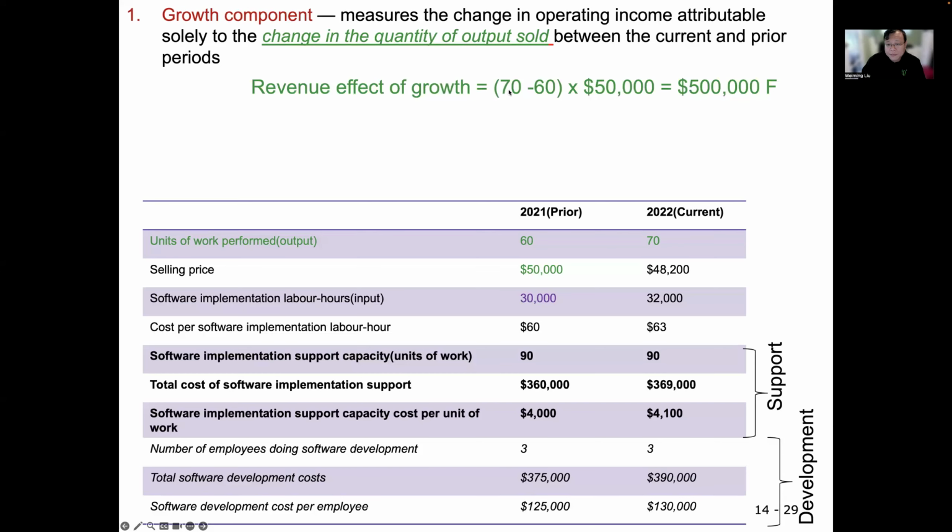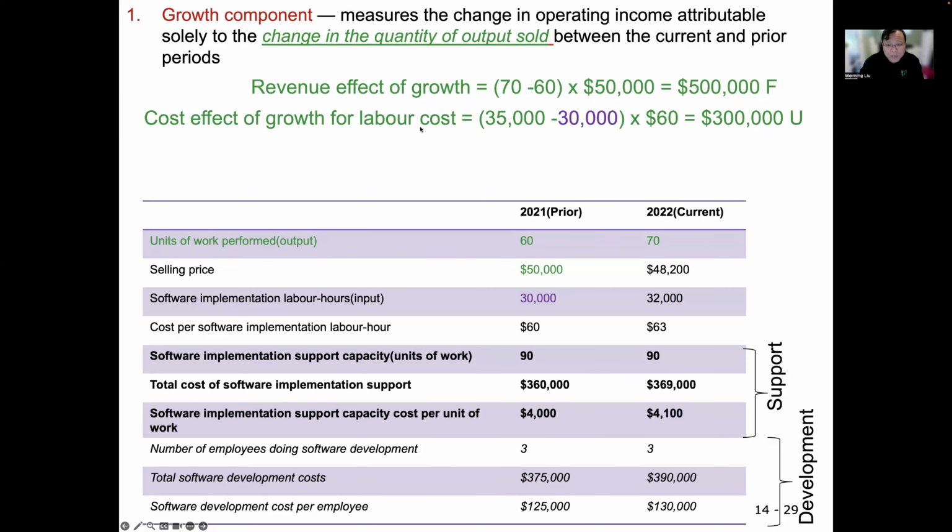So I get $500,000 favorable because I'm able to sell more, which is good news. When you sell more, you have more revenue, and that's good news. So this is a favorable $500,000.